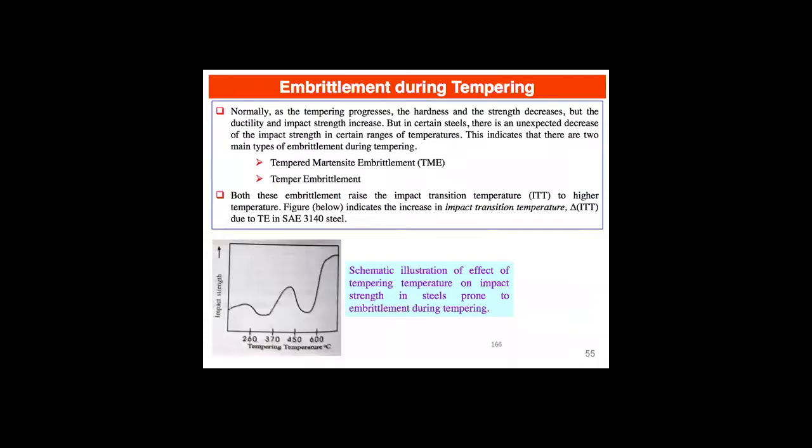During tempering, there's actually two types of embrittlement that come up that we need to be aware of, either called tempered martensite embrittlement or temper embrittlement. And basically the effect is that if you look at the impact strength versus tempering temperature, so this is a measure of toughness, right? We get this sort of oscillating behavior where we have these two wells where we get decreased impact strength during tempering, and it's not all steels, right?